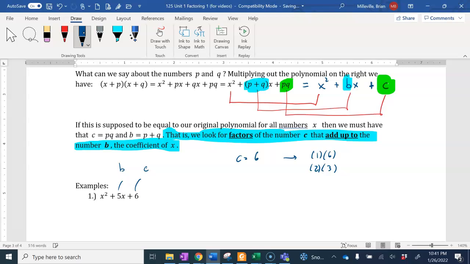Now, when we look at the factors 1 and 6, we want to think about adding them together. And the factors 2 and 3 and adding them together, which ones work here? Well, this adds up to 7, this adds up to 5. So what we're looking for is to find factors of 6 that add up to 5, and that's showing us that the winning pair in this example is 2 and 3. So this polynomial, by our analysis up above, factors as the product of 2 smaller polynomials, x plus 2 times x plus 3.